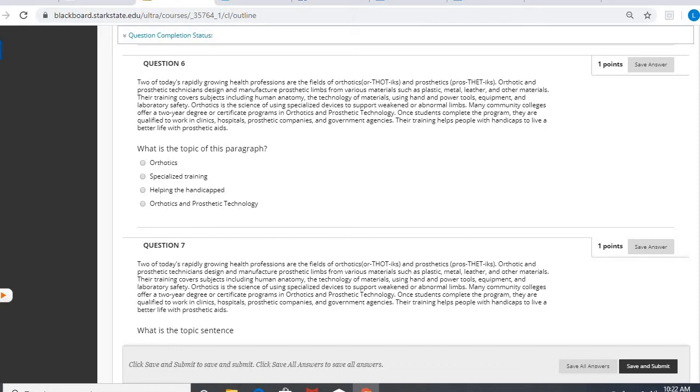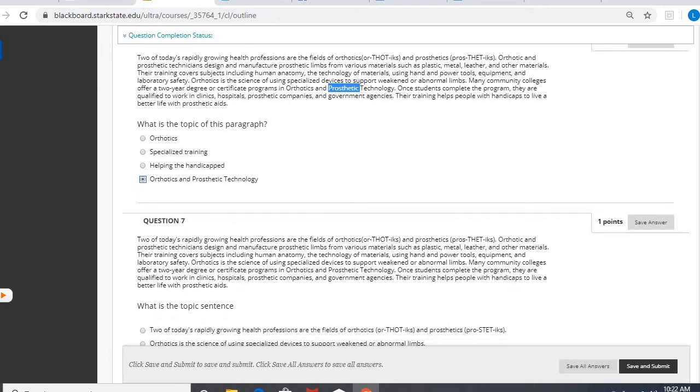Orthotics is the science of using specialized devices to support weakened or abnormal limbs. Many community colleges offer a 2-year degree or certificate programs in orthotics and prosthetic technology. Once students complete the program, they are qualified to work in clinics, hospitals, prosthetic companies, and government agencies. Their training helps people with handicaps to live a better life with prosthetic aids. All right, what is the topic of this paragraph? Hopefully you can see that they are mentioning orthotics over and over, as well as prosthetics over and over. So both of those are, in fact, our topic, orthotics and prosthetic technology.